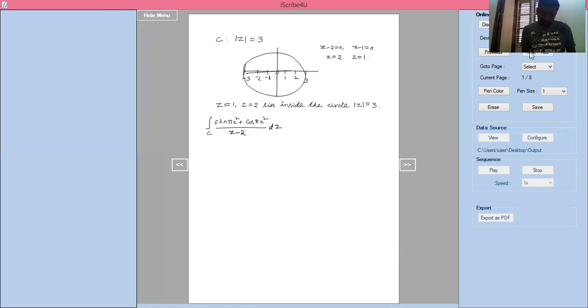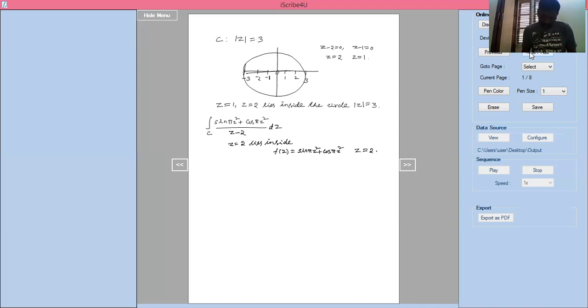For this I'll take, what is that? Here I can say, first, z equal to 2 lies inside. So now if z equal to 2 lies inside, what is that? f of z is nothing but sine pi z square plus cos pi z square, z equal to 2.